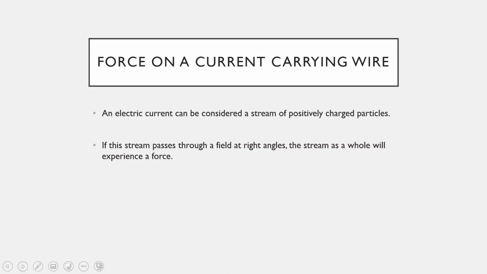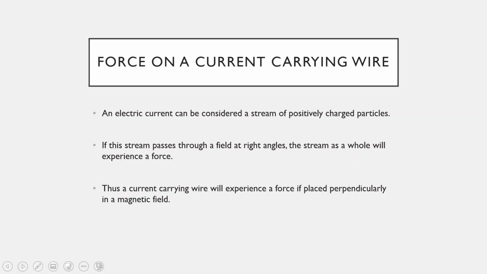Okay, so again, if you've got this stream of charges passing through the field at a right angle, then each of the charges will experience a force. So the stream as a whole will experience a force. Okay, and if your current contains these moving particles, then your wire will experience a force. Okay, so that's all we're talking about here. Just multiple charges at the same time experiencing that force.